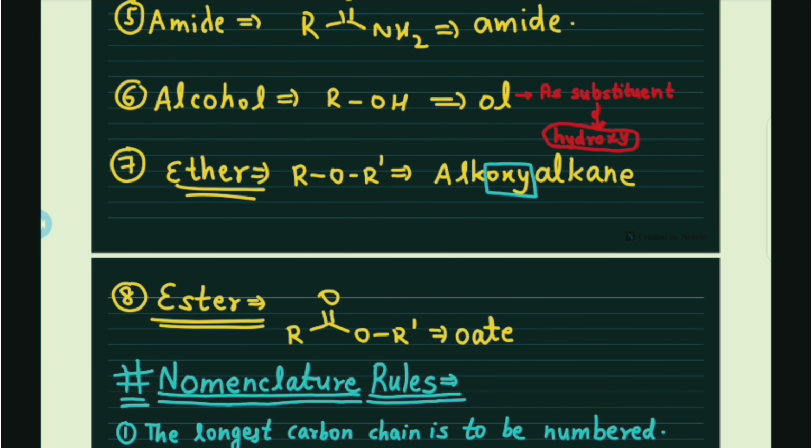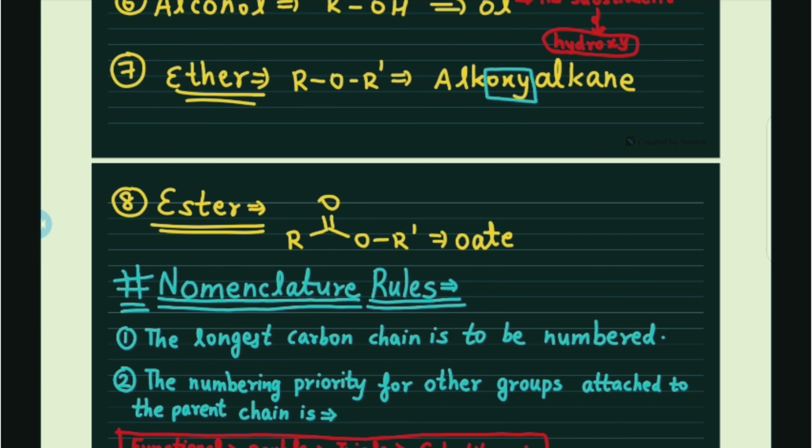Naming of ether. This is the structure of ether. In front of it, we write it as alkoxy alkane. This oxy is the word of main focus. If you do not use the word oxy in the name of the ether, the name becomes wrong. Now, ester. The suffix used for ester is oate. I hope you understood the content till now.